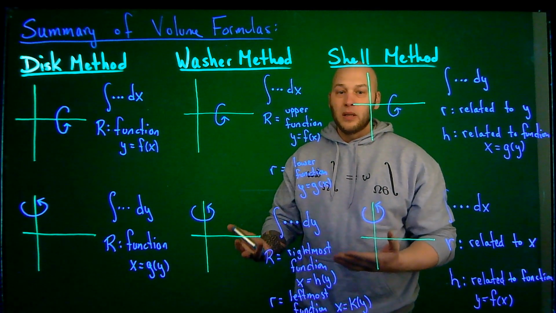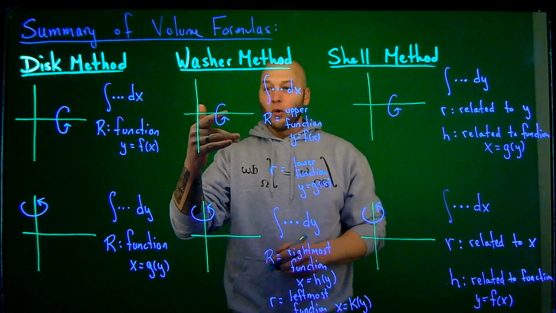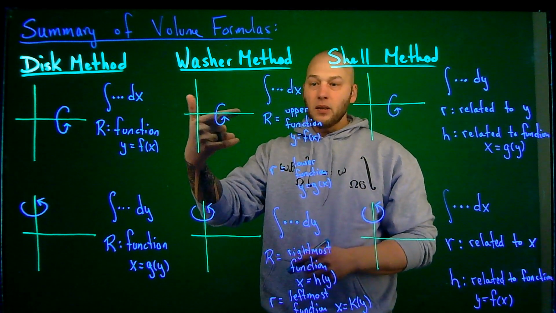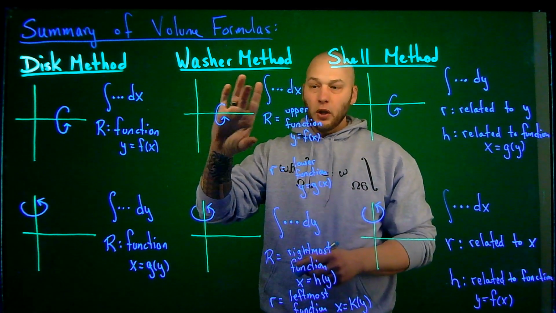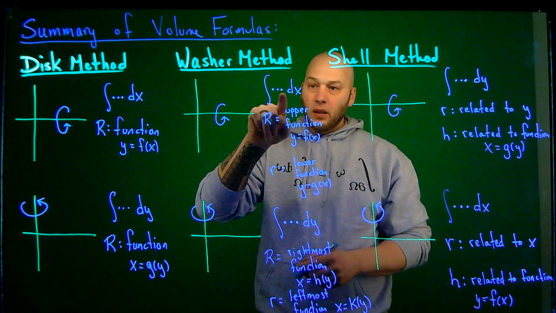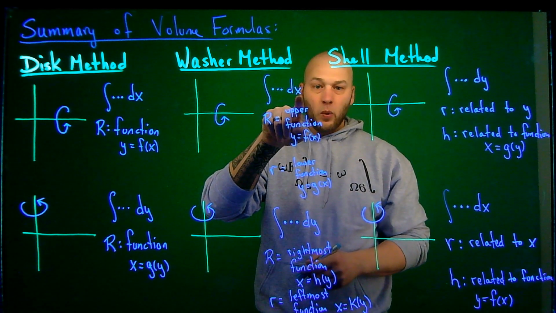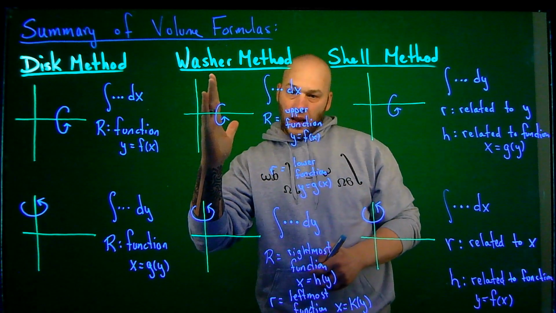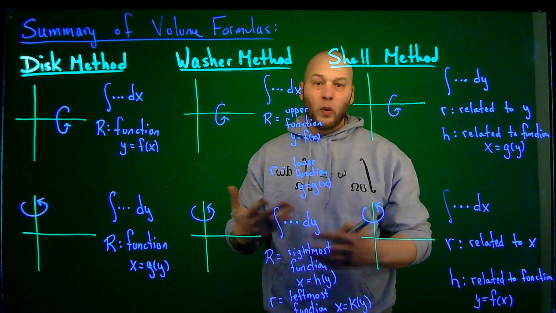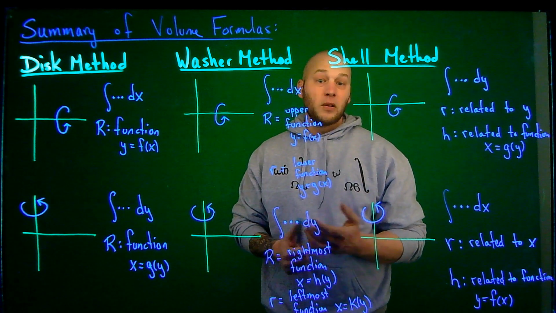But let's go through the differences. Washer method. If I'm rotating about the x-axis, then I have a washer for each x value. Therefore, my integral is going to be with respect to x, because I have a washer for each x value within the range of the limits of integration.